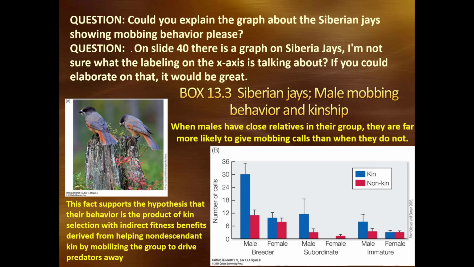We're seeing sex differences in the calling, and we're also seeing that they definitely call more when kin are present. Essentially, it's telling us that this calling increases their indirect fitness because it is directed towards kin, and that will allow them to protect individuals that share genes with them.